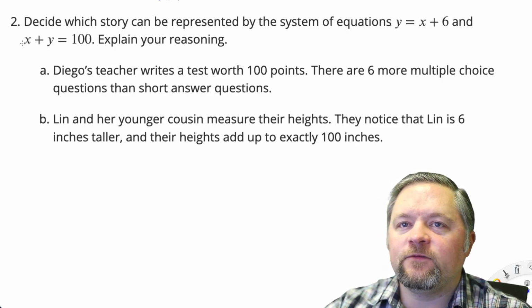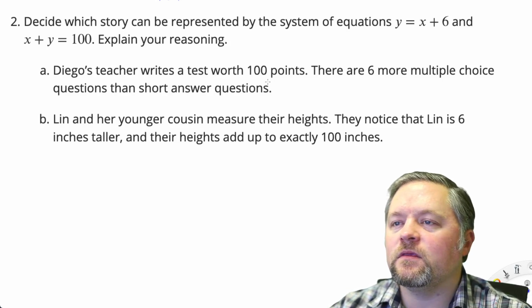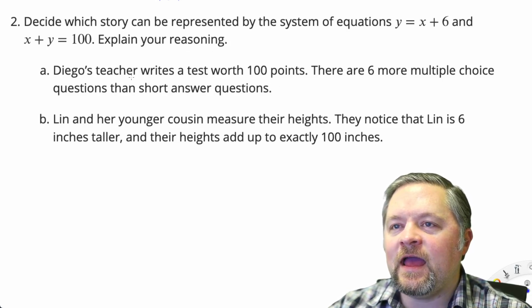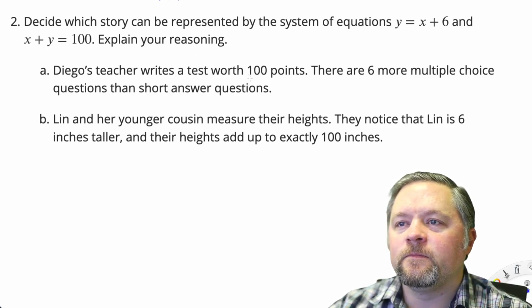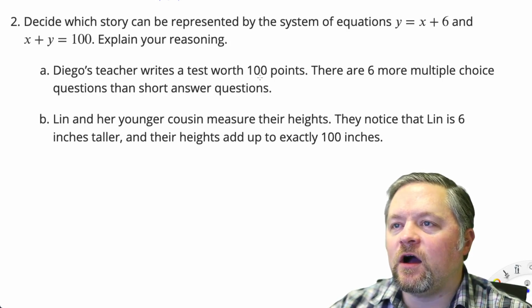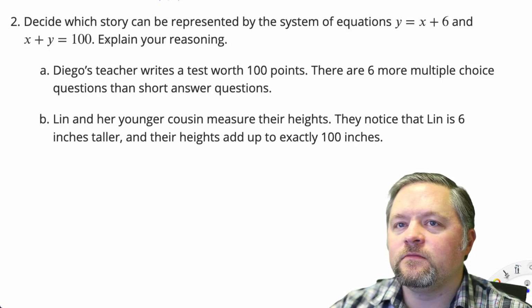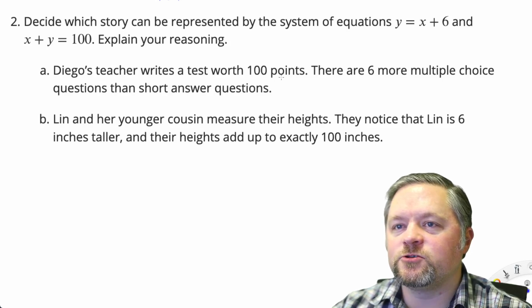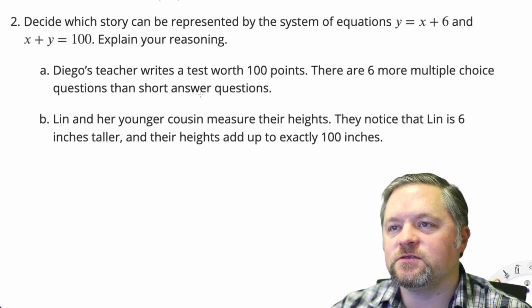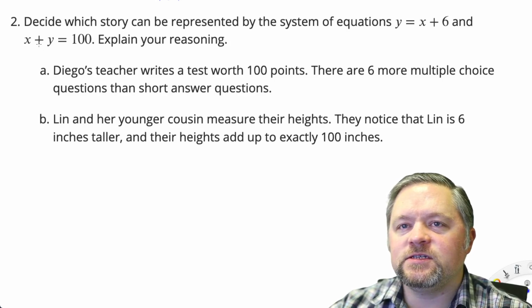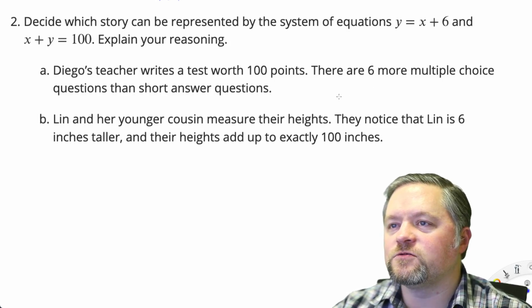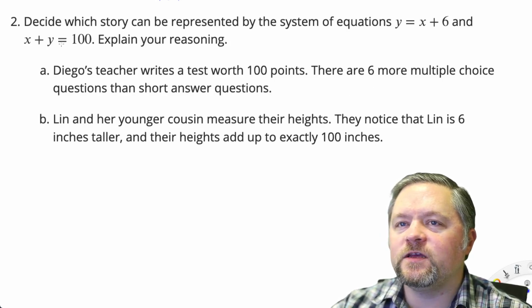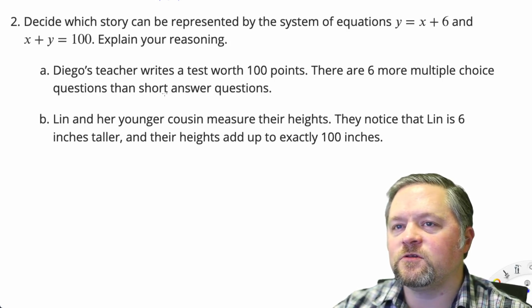So, let's look at A. Does this make sense? The test is worth 100 points. So, x plus y. There are 6 more multiple choice questions than short answer questions. Does this tell us anything about how many points they're worth? Because there are more of those questions, but one of these is a total number of points. One of them is a total number of questions.